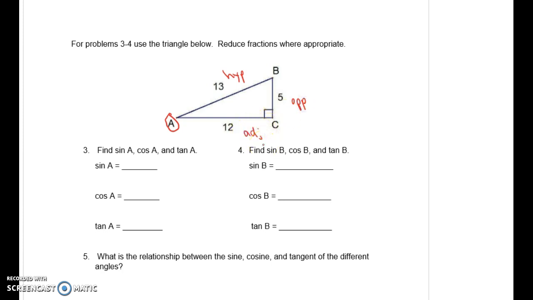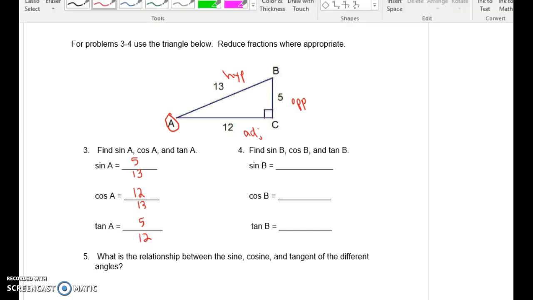And so the sine, the opposite side, is 5, and the hypotenuse is 13. So the sine of A is 5 over 13. And the cosine of A is the adjacent side divided by the hypotenuse, so it's 12 over 13. And the tangent is the opposite side over the adjacent, so 5 over 12.